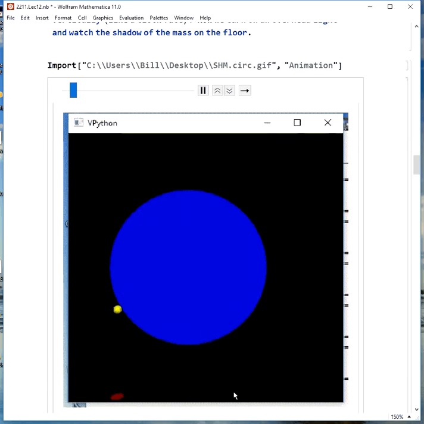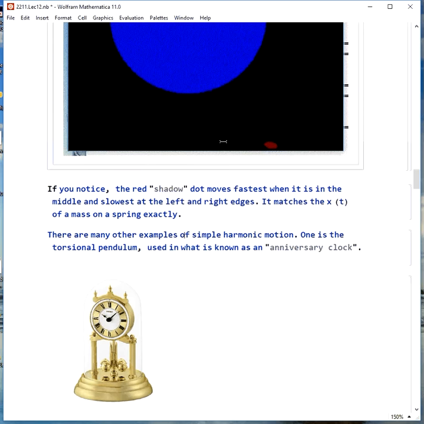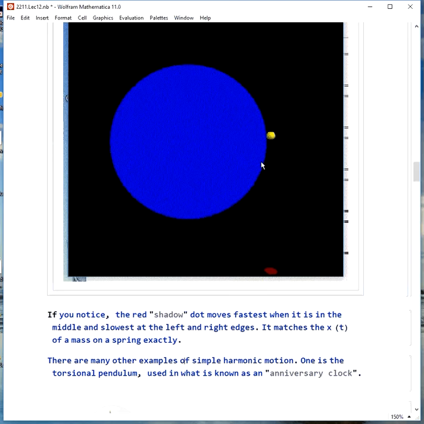Just like we have 2 pi f for our frequency equals omega, we get that same relationship here. And of course, if you look, the red dot is faster when it's going through the middle and slower at the edges where it stops to turn around.